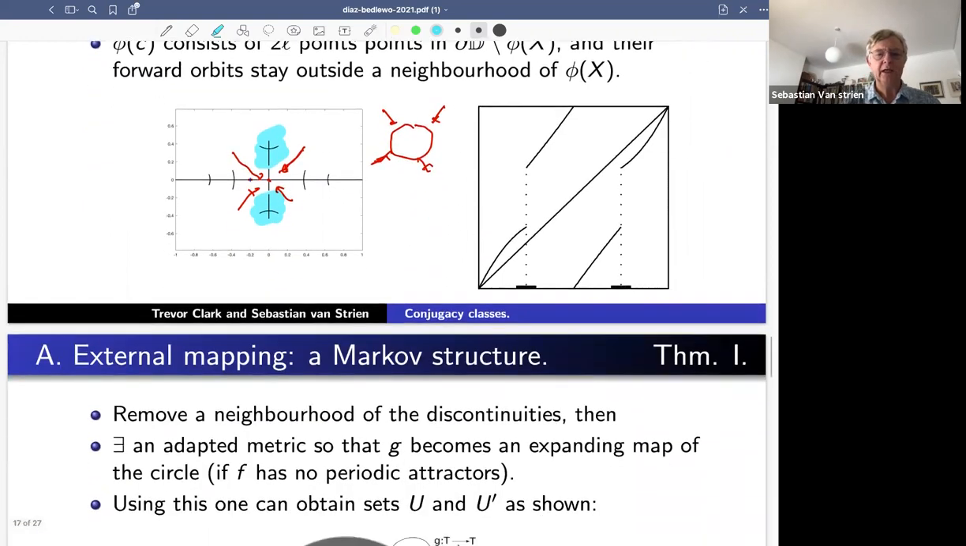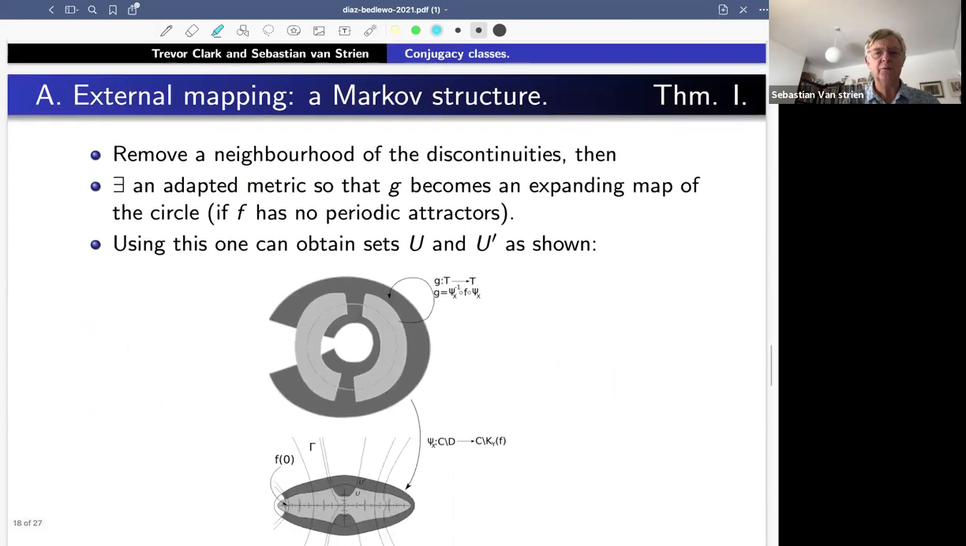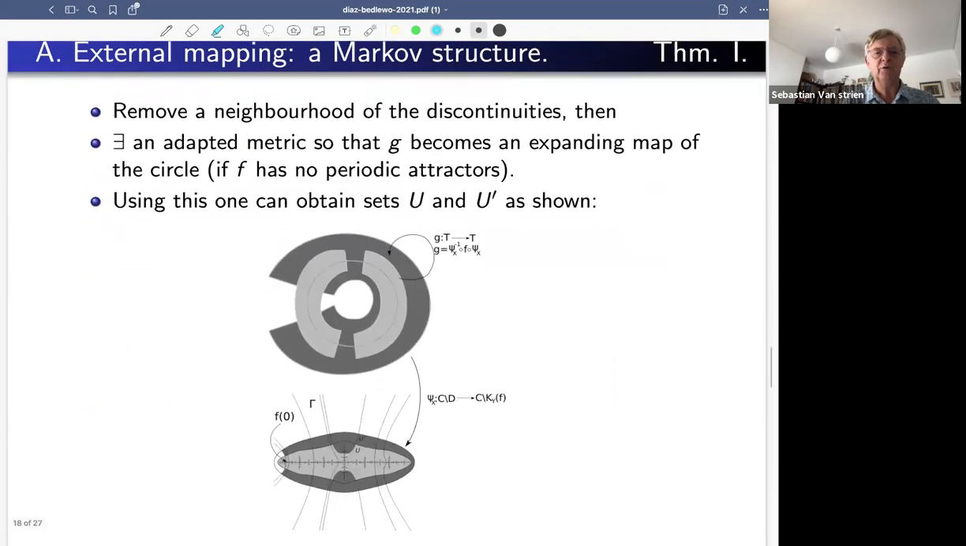So, the point is that this allows me, if I do some more stuff, to use some kind of adaptive metric here, which makes this map become expanding as a map of the circle. But outside, if I draw here these two intervals around this, we had in the previous slide, actually, let me draw it like this.